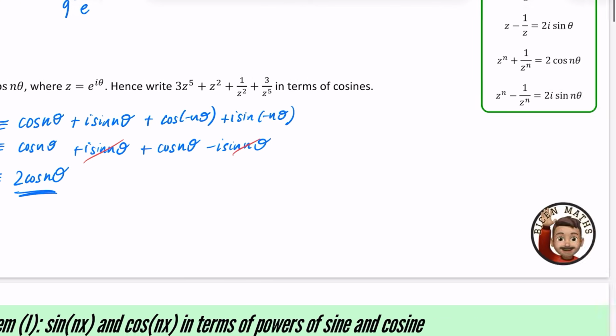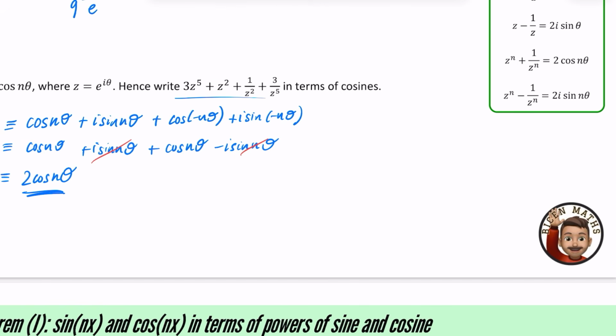And then there's a second part to the question that says, hence write this expression in terms of cosines. So I'm just going to collect these two things together, and I'm going to factorize out a 3 for this. What I mean is I'm going to collect this one and this one because they're both with powers of 5, and then this part and this part, they're already next to each other. So I'll do a little bit of rewriting for this.